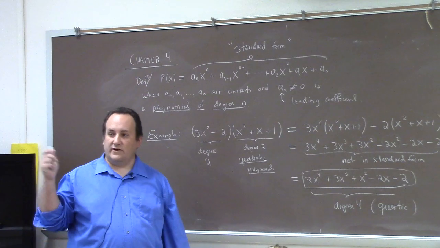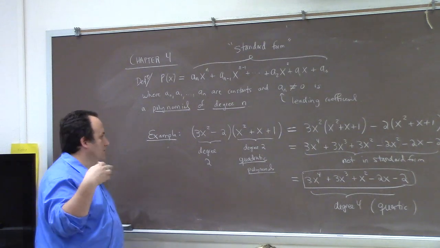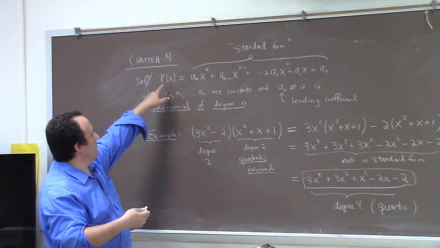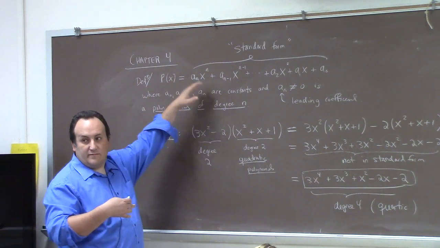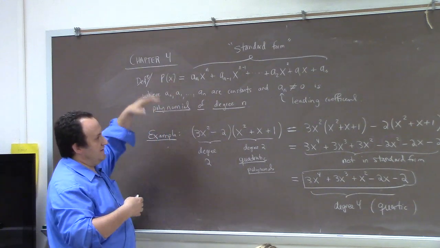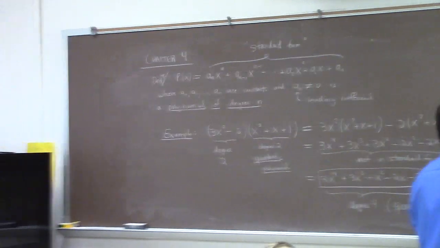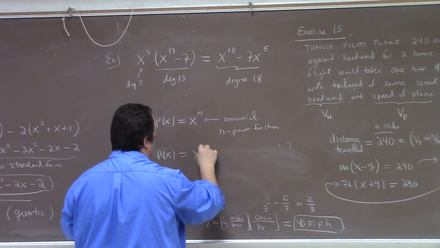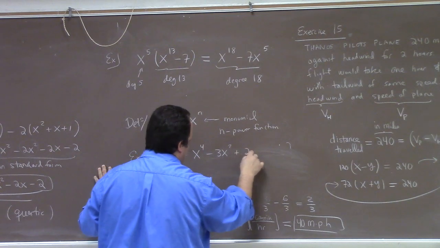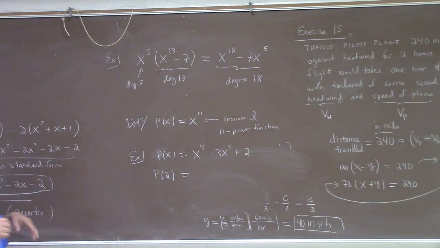All right. So we have one other thing to talk about before we're done today, which is evaluation of a polynomial. I can think about this as a function. I can think about this as the formula for a function, right? So, for example, if we have p of x equals x to the 4th minus 3x squared plus 2, and I calculate p of 2, what does that mean? That means we plug 2 in for x and we work it out.